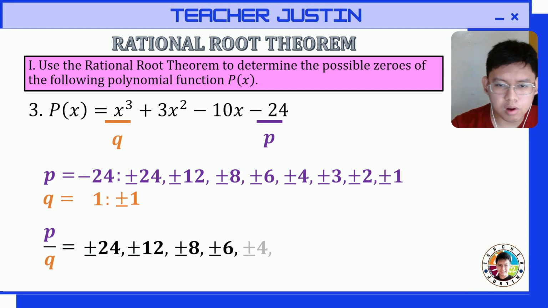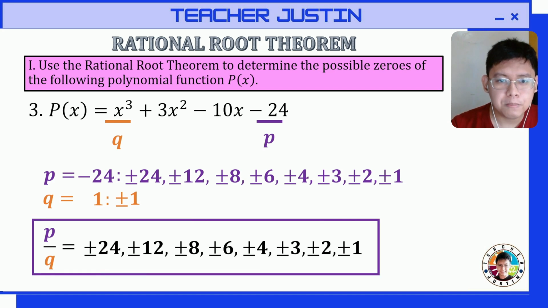4 divided by 1 is 4. 3 divided by 1 is 3. 2 divided by 1 is 2. And 1 divided by 1 is 1. And this will be our possible zeros of our polynomial function p of x. And that's it. Ta-da! Alright.